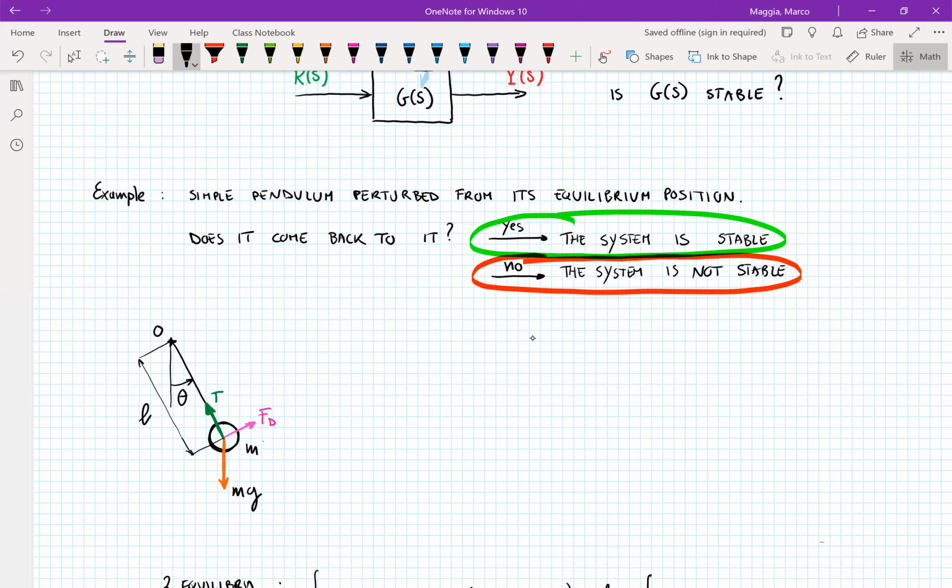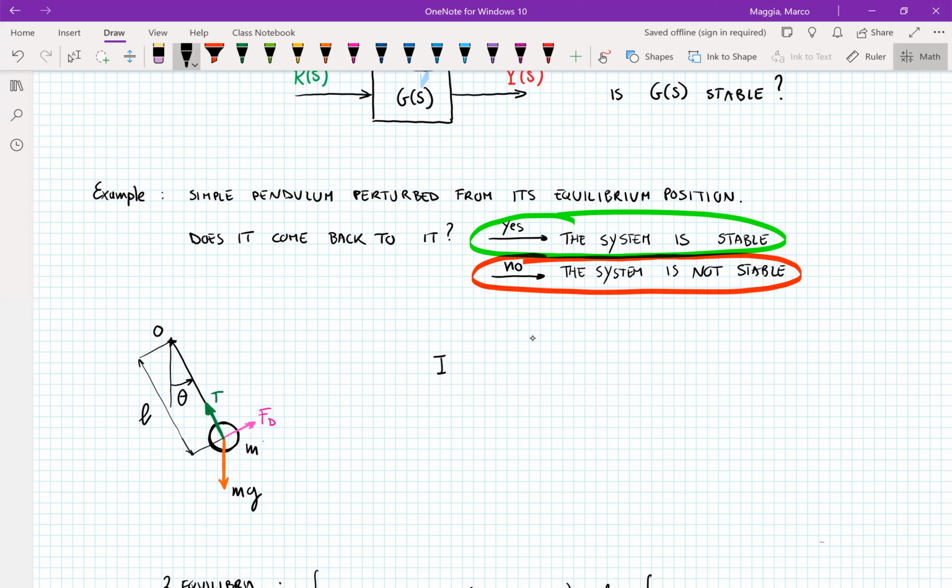Well, that is okay if the equilibrium position is the vertical downwards one, but the simple pendulum has two equilibria. How do we know that? Well, we have first of all to write down the equations of motion for the simple pendulum. Here I'm going to go quite fast. Now the output of the system is the angular position of the pendulum. So what we've been calling y is now our angular position theta.